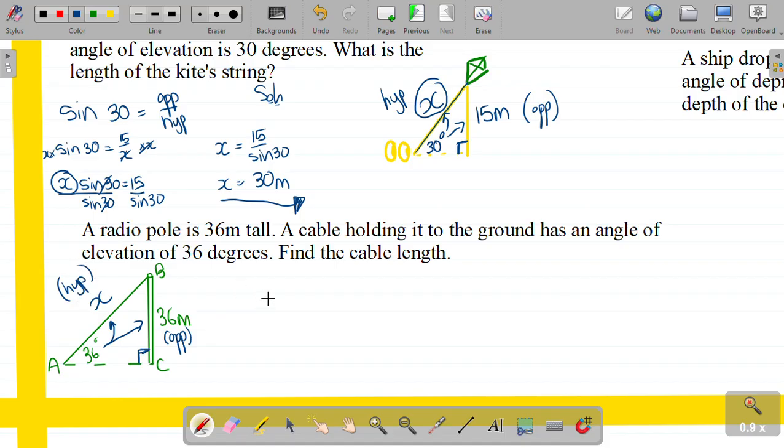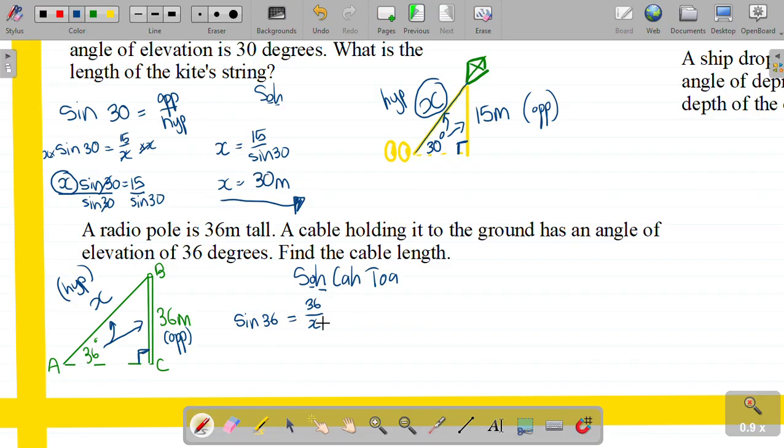Hypotenuse. So if we use our SOHCAHTOA rule, what are we going to use to determine our hypotenuse? Well, we have the opposite, and we want the hypotenuse. So we're going to use opposite and hypotenuse, therefore we must use the sine of 36. So sine of 36 degrees is going to equal my opposite, which is 36, over the hypotenuse, which is x. So we're going to do the same thing that we did over here. Let's go and implement that.